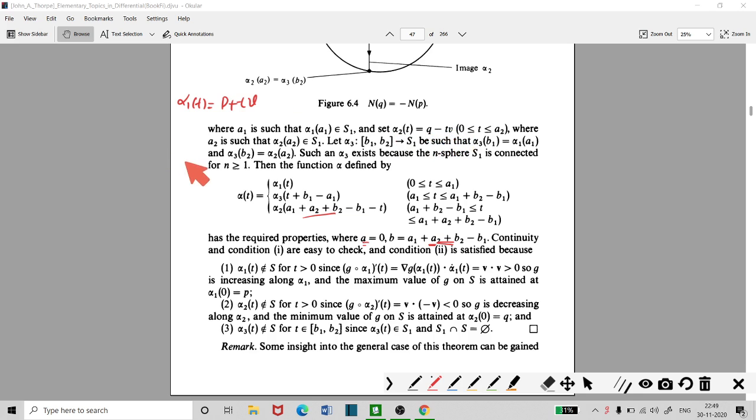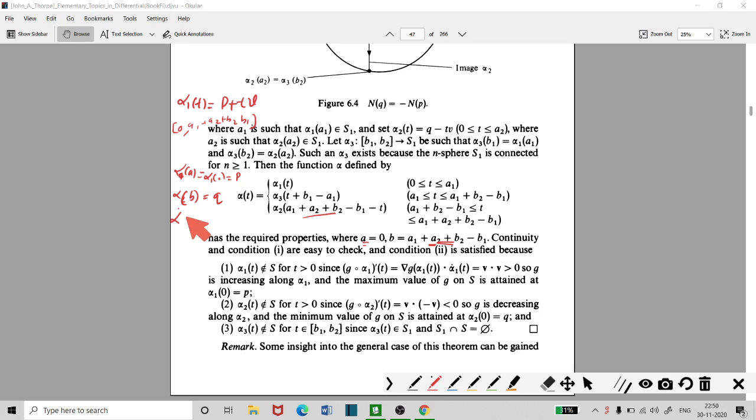Then we get alpha of a equal to alpha 1 of 0. This is our domain: the domain is 0 comma this point, a1 plus a2 plus b2 minus b1. Then alpha 1 of 0 is equal to p, and alpha of b, that is alpha of this point, is equal to q. So the first two conditions are satisfied.